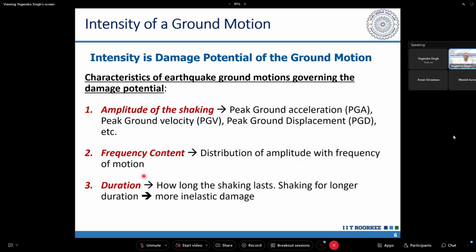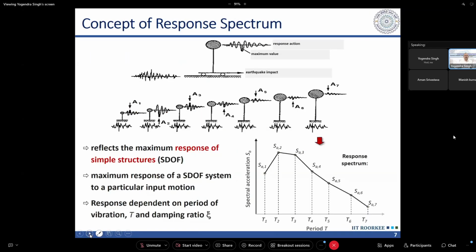And then the duration of the earthquake. As I said, a longer duration earthquake will cause more damage because the damage is accumulated, and this we can take into account only in nonlinear time history analysis. So duration we can't take into account in our linear analysis. In linear analysis, we take into account amplitude and frequency, and these two parameters are taken into account in the response spectrum. So the response spectrum is representative of the amplitude of the ground motion as well as its frequency content.